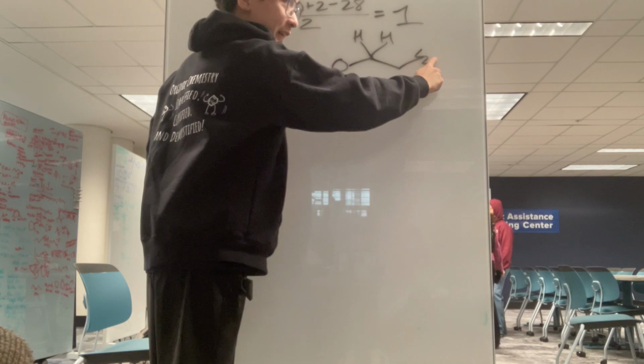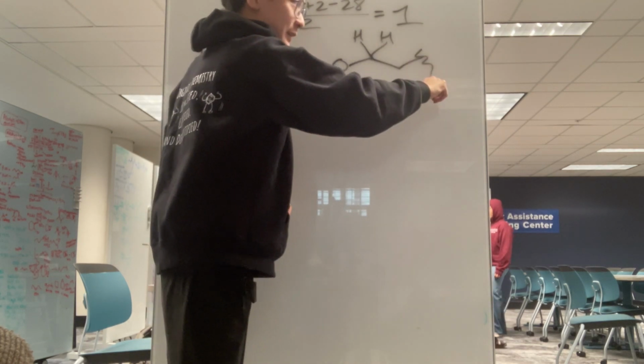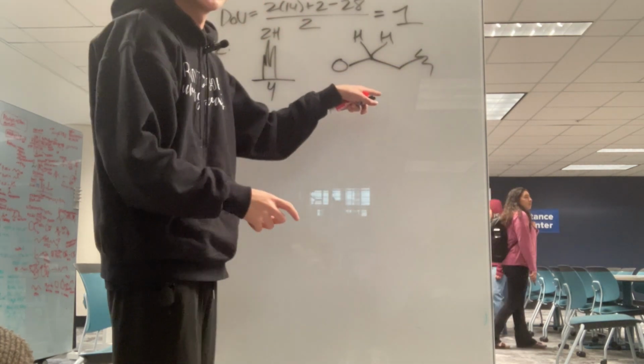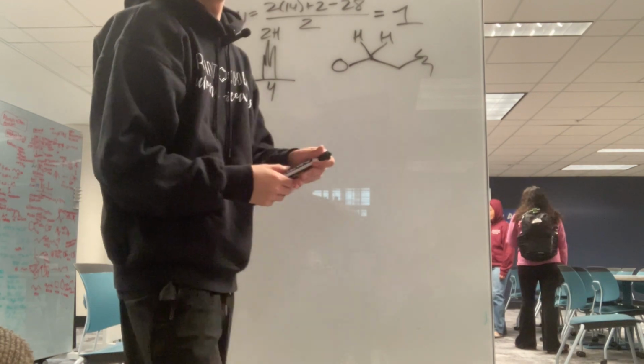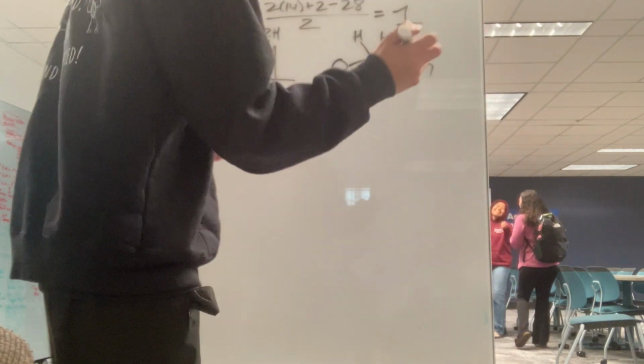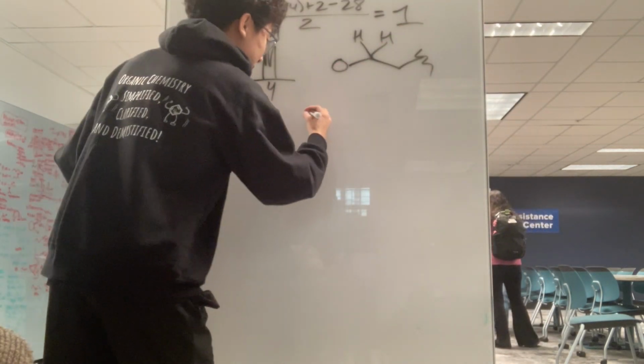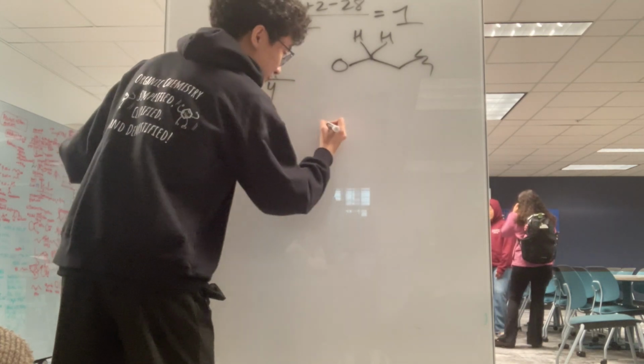I don't know what's connected to here yet, but that's why I'm drawing a squiggly line there, to show that this is a fragment. I'm confused about the neighboring stuff. Oh, the neighboring stuff? Yes. So let me show you an example. This is just an example here.